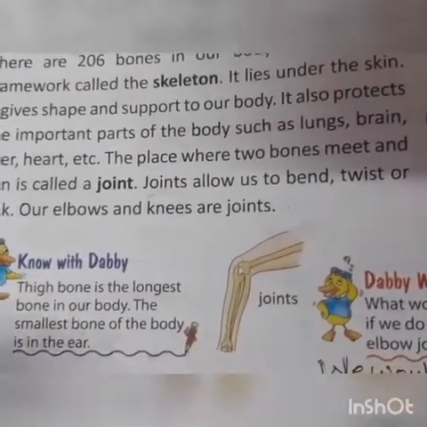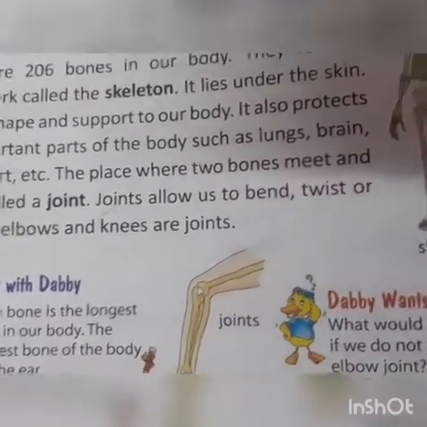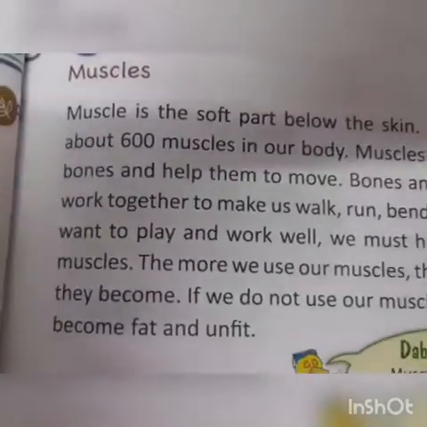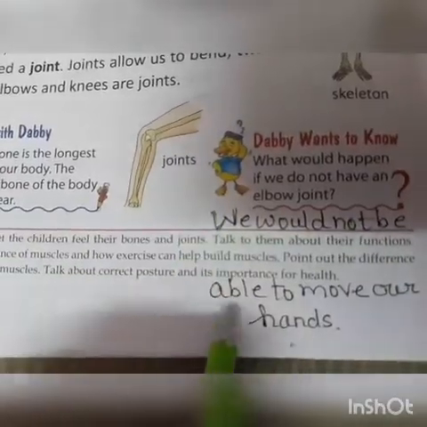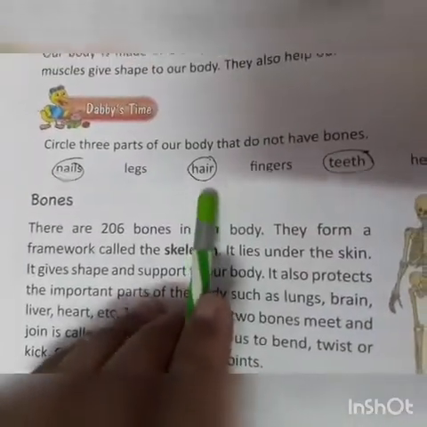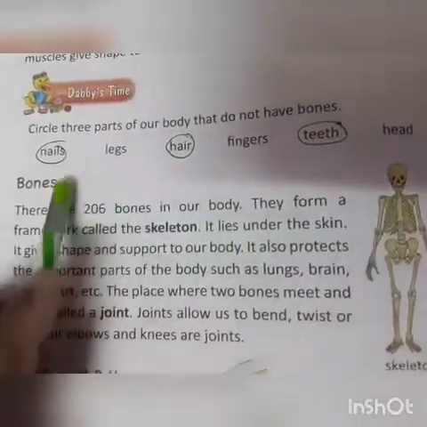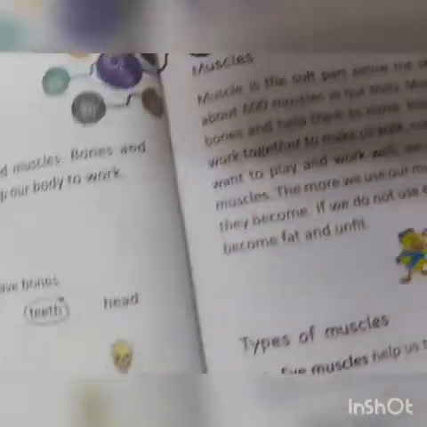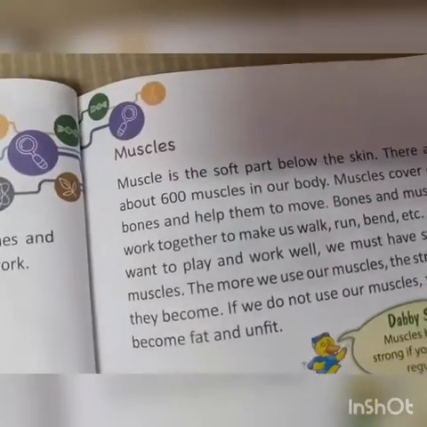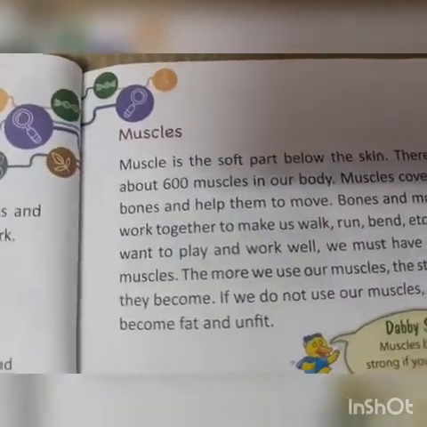Now, we move on to page number 35. Now, the second topic is the muscles. What are muscles, that we are going to read now. This also you have to write in your textbook, and whatever activity that I am now showing in the textbook, you have to do it also. Now moving on to the next topic, that is the muscles on page number 35.